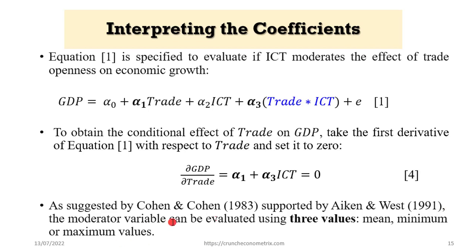The moderator variable, which is ICT in this case, can be evaluated using 3 values. You can evaluate equation 4 at the mean, minimum, or maximum values of ICT.